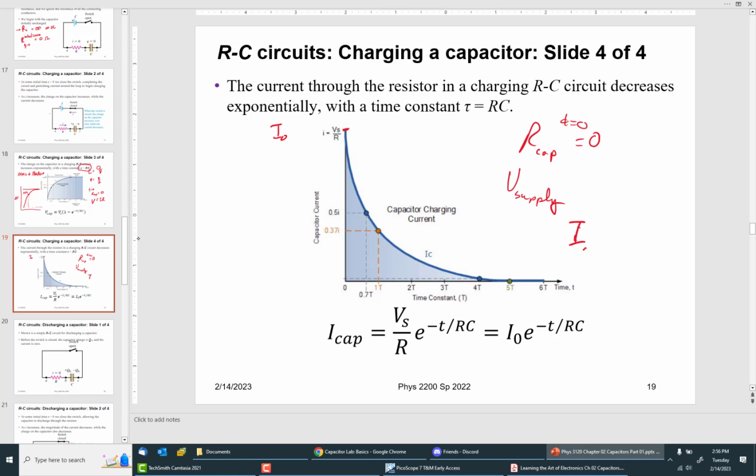I sub 0 equals V of the power supply divided by whatever R is in the circuit, which is not R cap. If you didn't have a resistor, it would be the resistance of the wires. So no, you can never get infinite current. Your power supply can't supply it anyway. And it's the same markers. These are nice to memorize. Half-life 0.7, the 1 over E is 1 time constant, that sort of thing. That's all in that document.